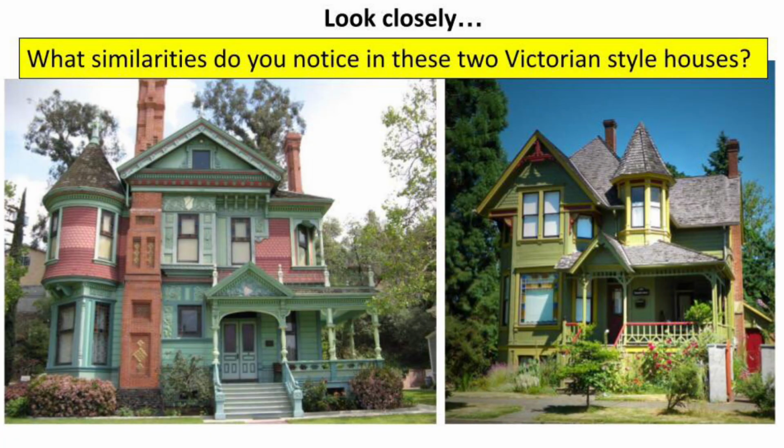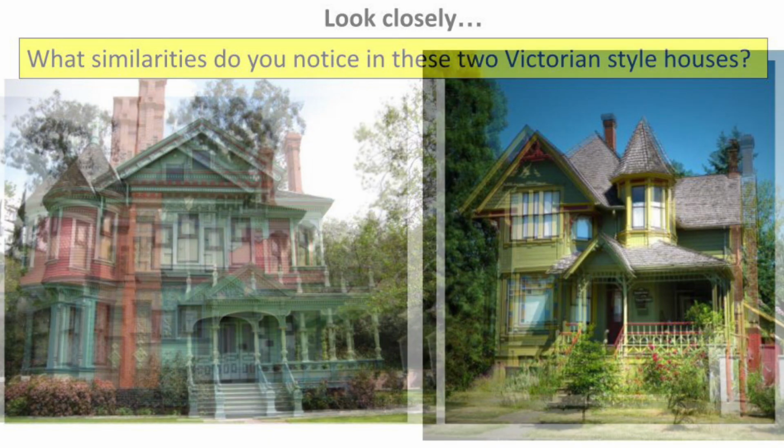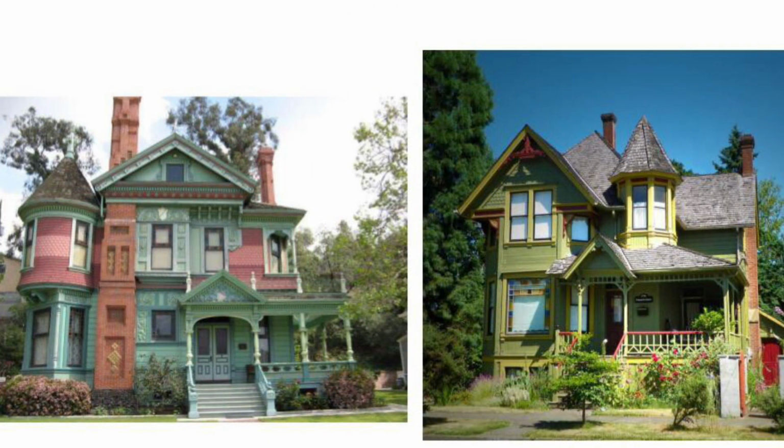Look closely. What similarities do you notice in these two Victorian homes? Here you can pause the video to see how many similarities you can find. Did you find them all? Both have more than one chimney, both have a turret, both have 2 levels, both have a front porch, both have a lot of windows, both have gingerbread details, both have some fish scale shingles, and both have at least 2 gables.